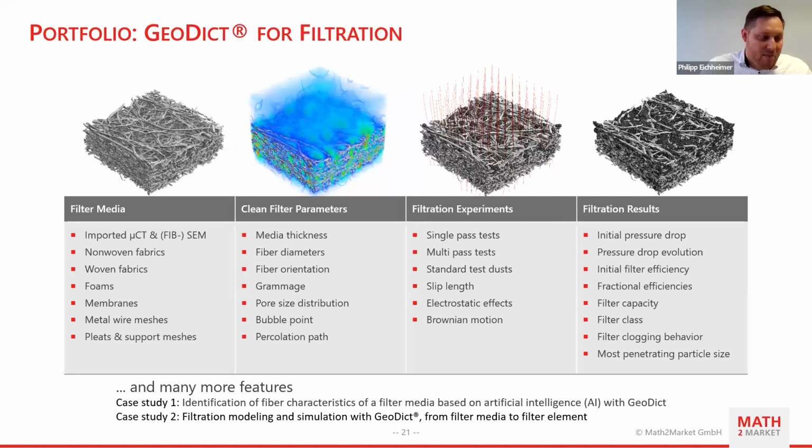And then we move on to filtration experiments I mentioned. In the software, we have a dedicated framework for filtration, so you don't need to stick together different toolboxes, working packages and softwares. It's everything in one software. We have single-pass and multi-pass tests after norms. We have standard testers, as mentioned, as default settings which you can choose from. We can have different effects: electrostatics, Brownian motion or diffusion. We can account for nanofibers with slip lengths. And this gives us opportunities to have real optimization studies for filtration.